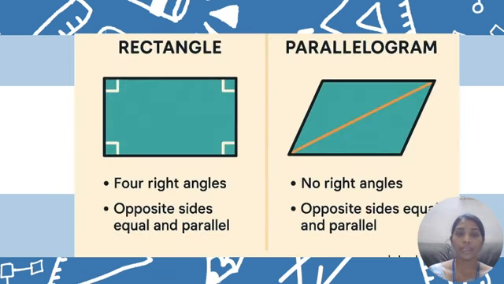So here we see the rectangle and the parallelogram. In a rectangle, we have four right angles. Opposite sides are equal and parallel. But in a parallelogram, opposite sides are equal and parallel, but there are no right angles. So this gives a clear view.